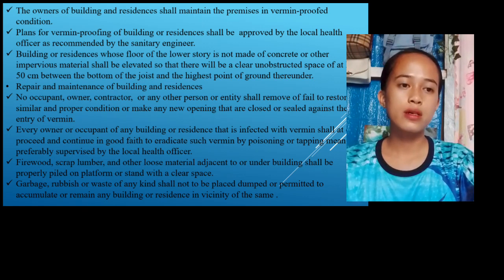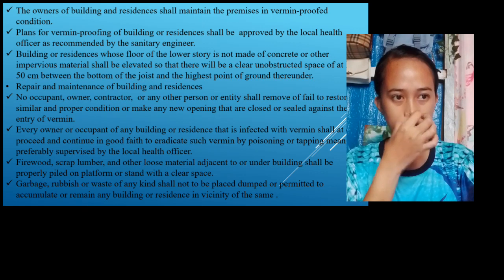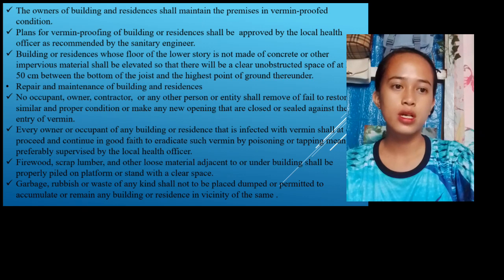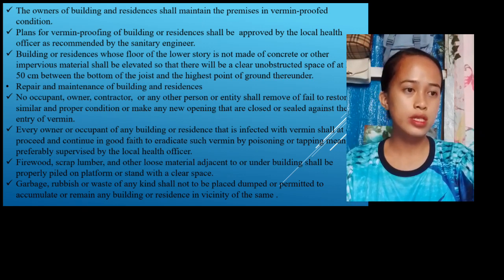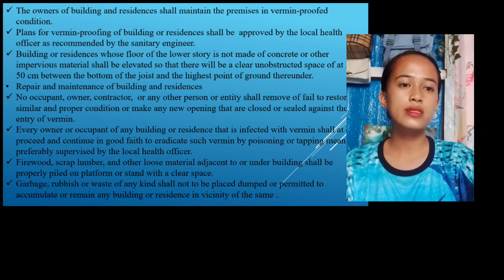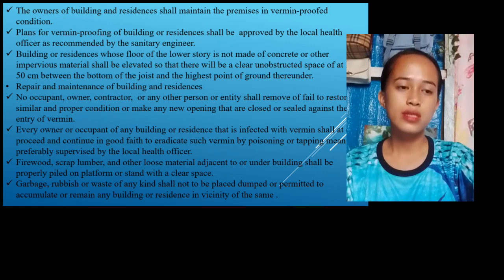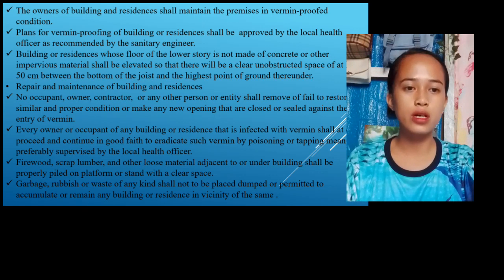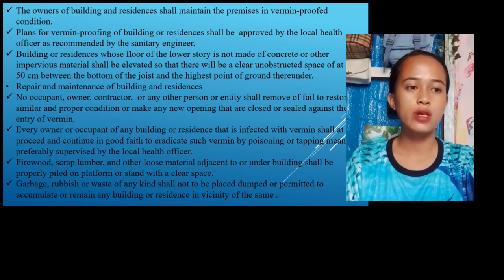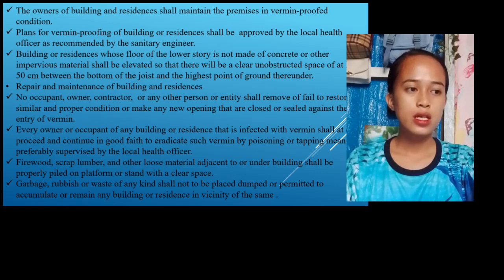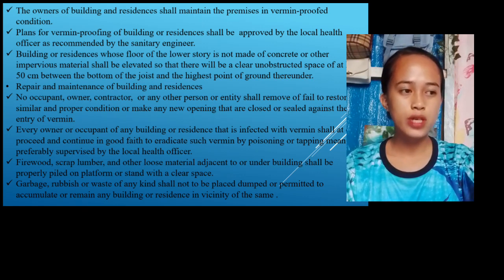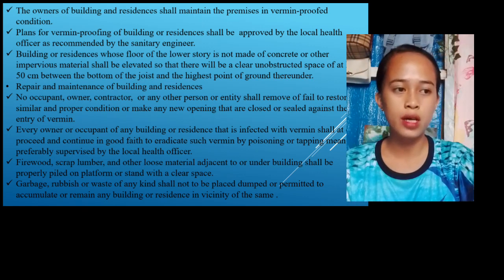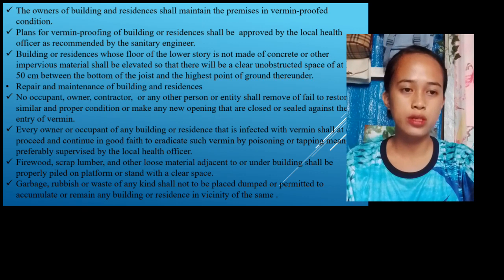Plans for vermin-proofing of buildings or residences shall be approved by the local health officer as recommended by the sanitary engineer. Next, buildings or residences whose floor of the lower story is not made of concrete or other impervious material shall be elevated so that there will be a clear, unobstructed space of not less than 50 cm between the bottom of the joist and the highest points of ground thereunder.